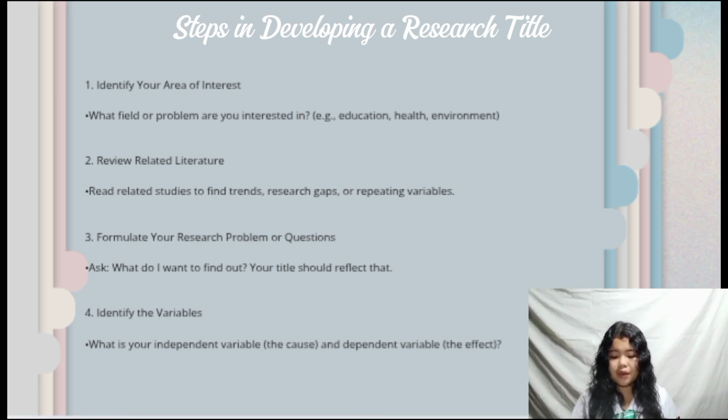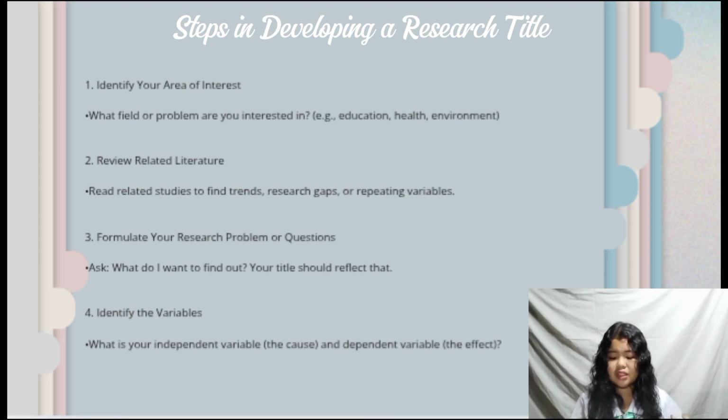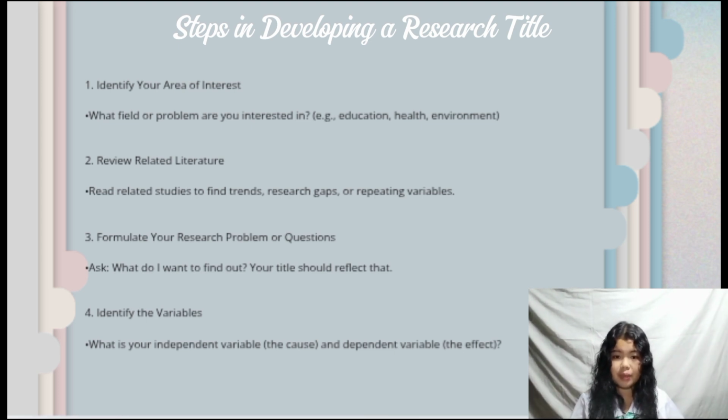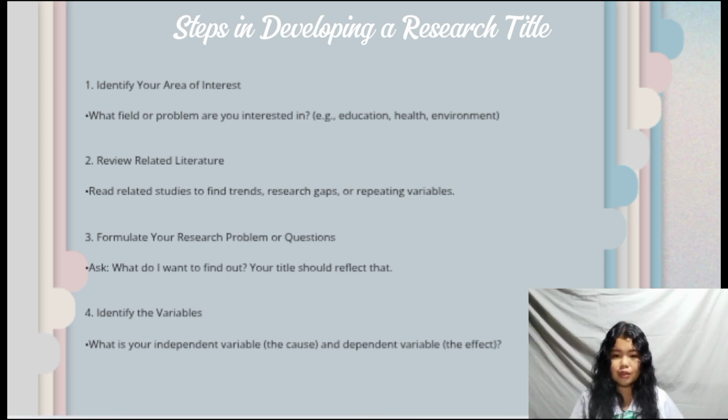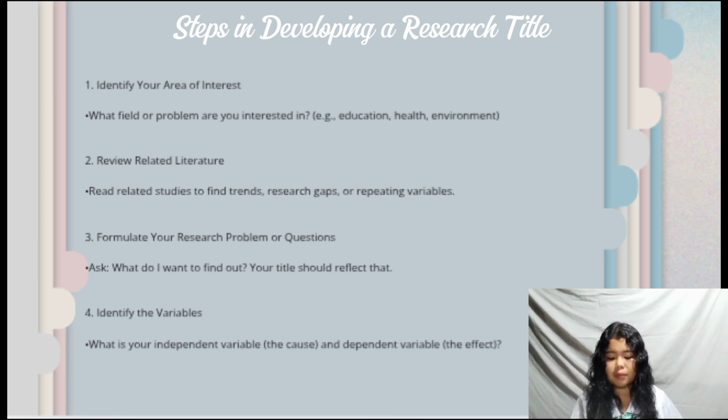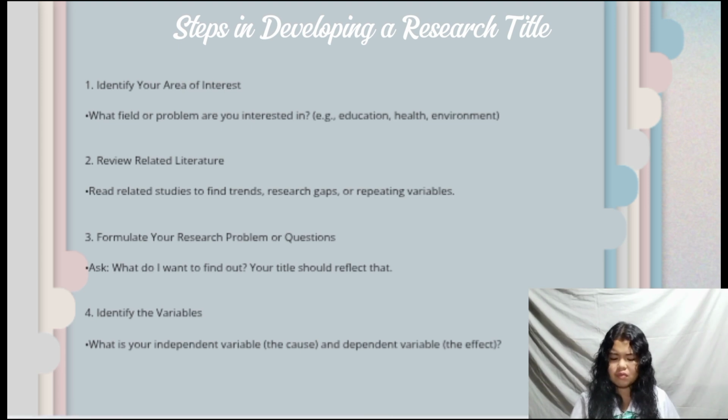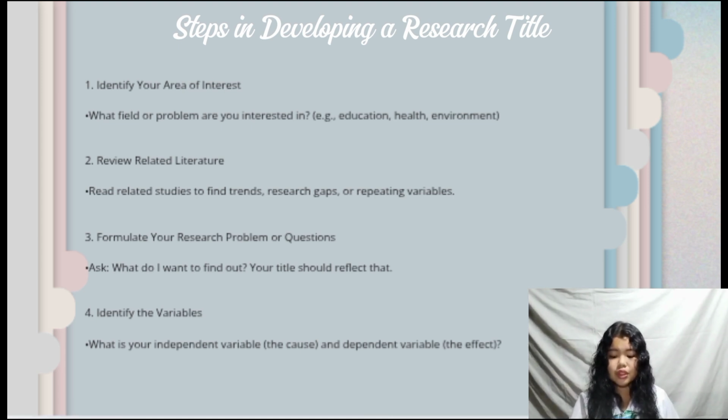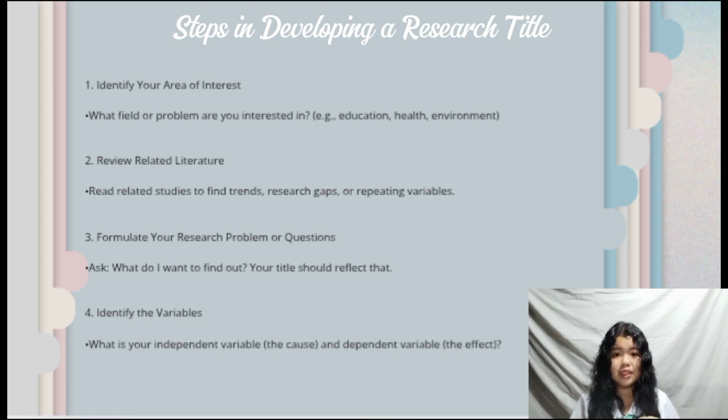So number 2, review related literature. Read related studies to find trends, research gaps, or repeating variables. So finding some related literature about health can be our reference, or your reference, to make a good research title. Number 3 is formulate your research problem or questions. Ask, what do I want to find out? Your title should reflect that. Like if you read our research title, you will already know what we really want to find out.